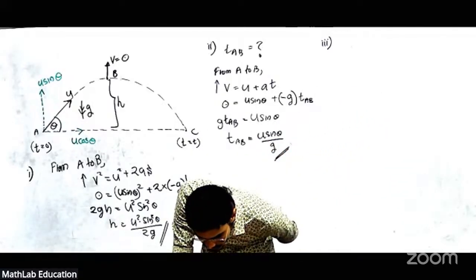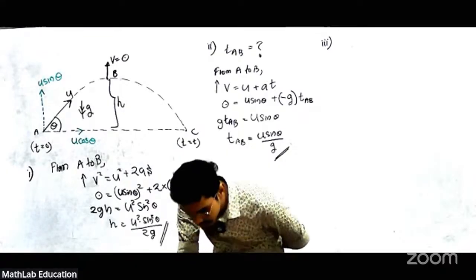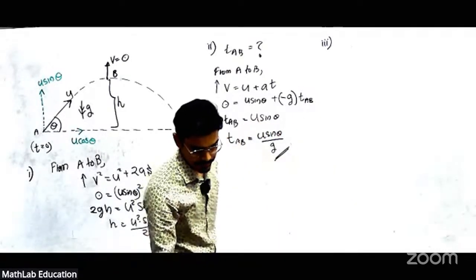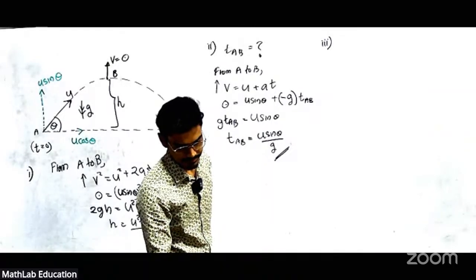2u sin theta over g. Saying 2u sin theta over g. It's correct. Good. Yeah, it's correct. Good.